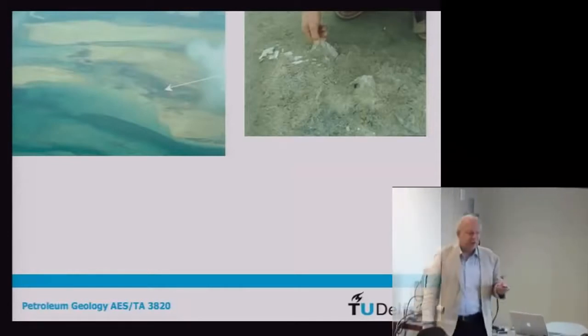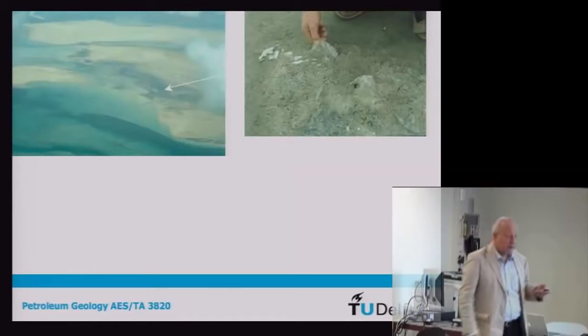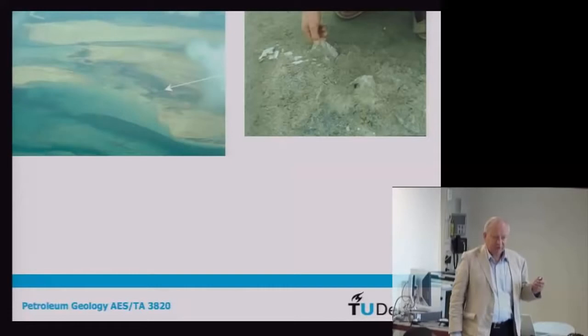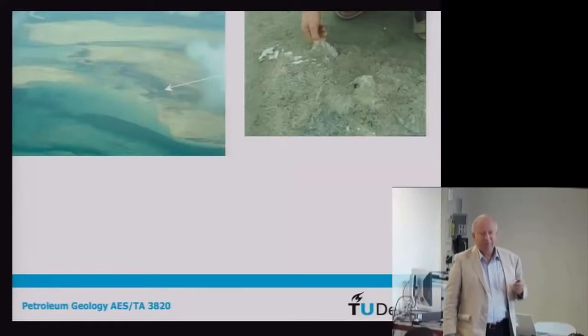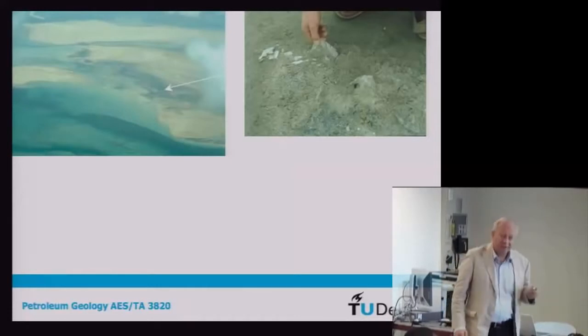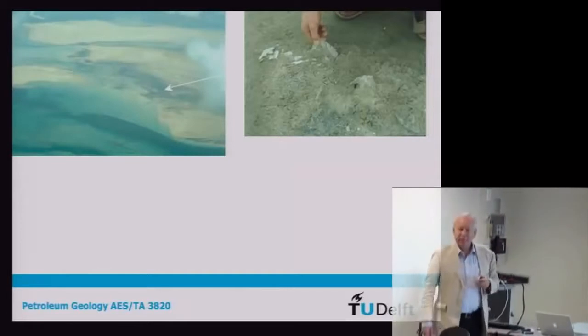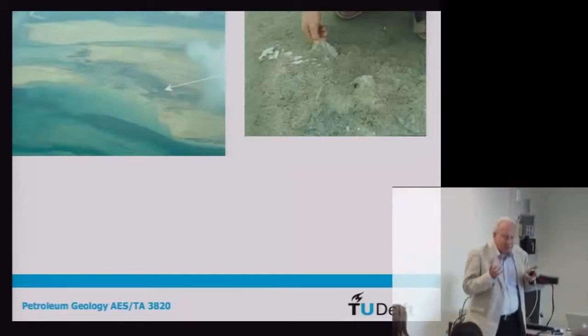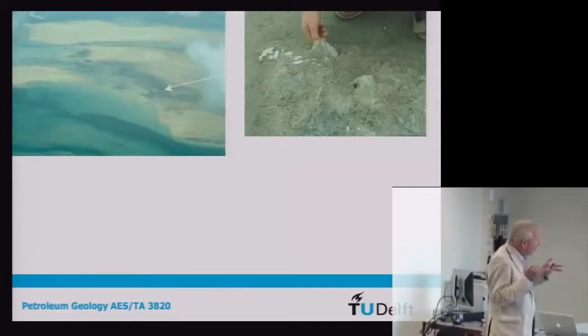Looks like a crystal. Ice. Do you expect a lot of ice in the Persian Gulf? I don't think so. All right, what else could it be? Yeah, it looks white, looks like a crystal. Could be a shell, yeah.